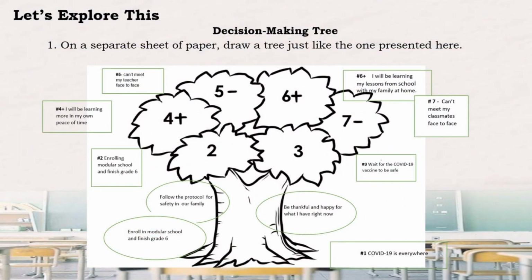For your Let's Explore This activity. Decision-making tree. Number 1. On a separate sheet of paper, draw a tree just like the one presented here. It will serve as your guide for you to answer the activity correctly.